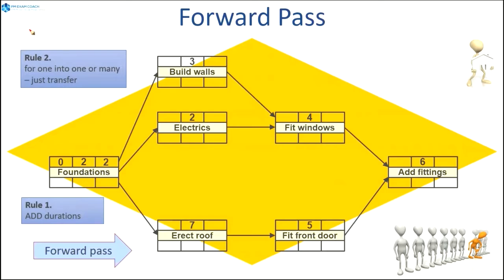Now with the day 1 diagram, when we went from the 1 to the next one, we went up a number. But that's the big difference here. With the day 0 diagram, we use the number that finishes the prior activity to start the subsequent activity. So in this case, we're going to feed 2 forward to build walls, electrics, and erect roof.